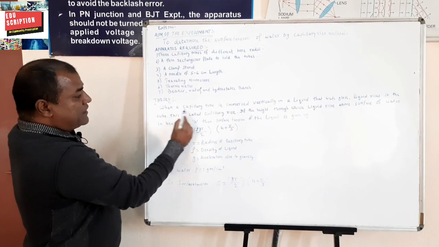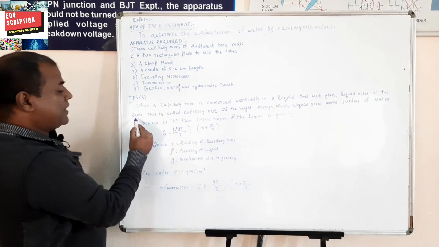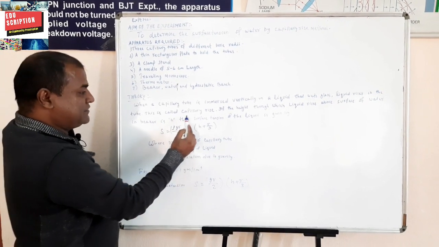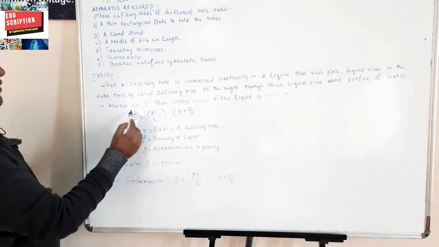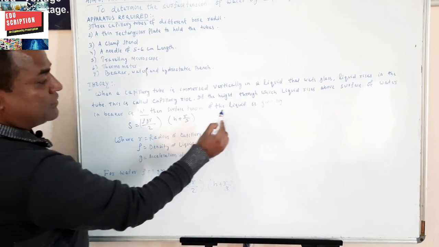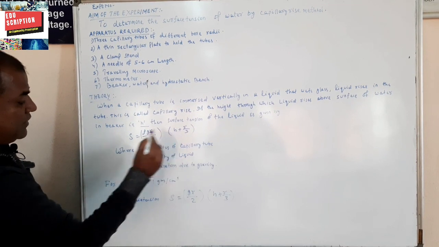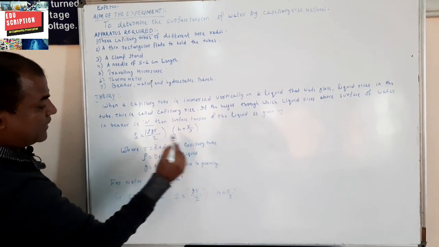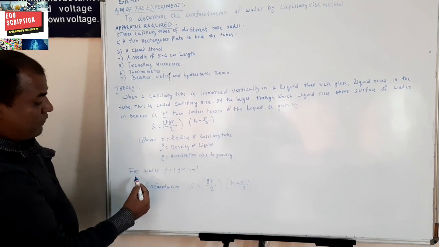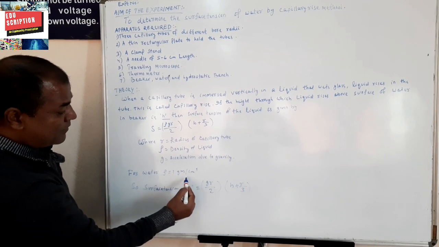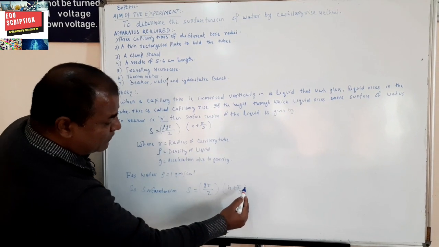Theory: when a capillary tube is immersed vertically in a liquid that wets glass, the liquid rises in the capillary tube. This is called capillary rise. If the height through which the liquid rises above the surface of water in the beaker is h, then the surface tension of the liquid is given by S = ρgr/2 × (h + r/3), where r is the radius of the capillary tube, ρ is the density of the liquid, and g is the acceleration due to gravity. But for water, ρ is 1 gram per centimeter cube. So surface tension S = gr/2 × (h + r/3), because ρ is 1.